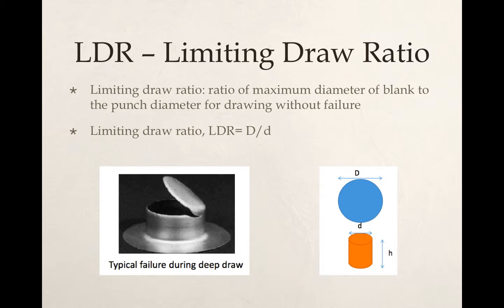Another important thing we should know during deep drawing is the LDR, which is the limiting draw ratio, and it is the ratio of maximum diameter of blank to the punch diameter for drawing without failure. This is very important. The limiting draw ratio LDR is capital D by small d, where capital D is the initial blank diameter, and small d is the final piece. And this is the typical failure we observe during deep drawing. If we exceed the LDR, we generally have this type of failure.